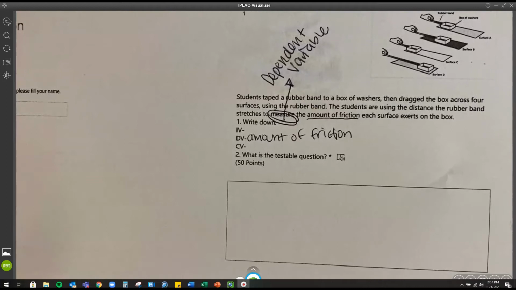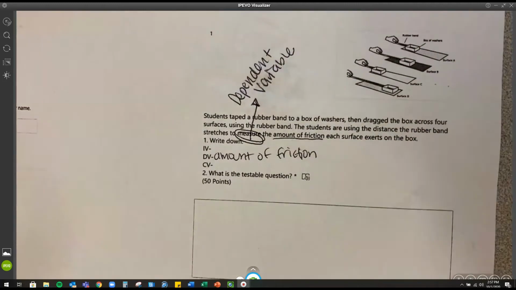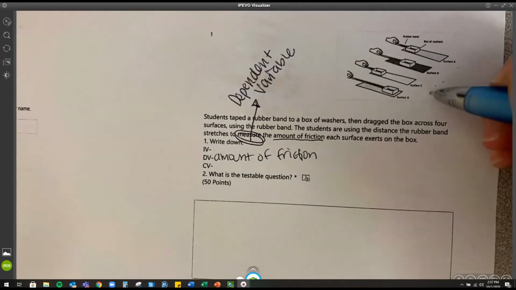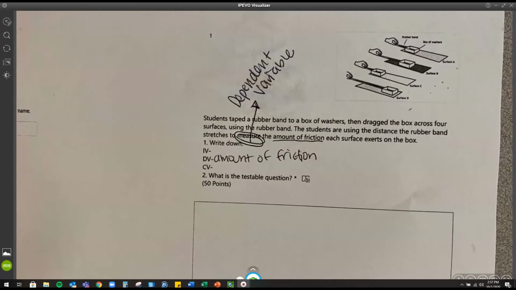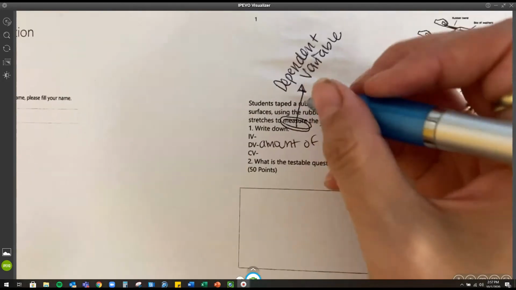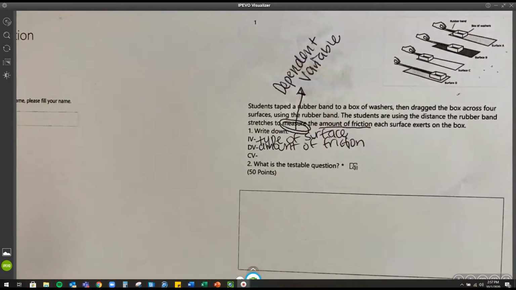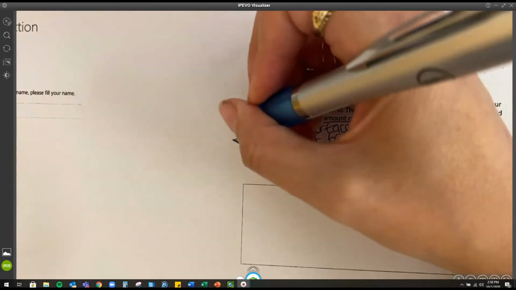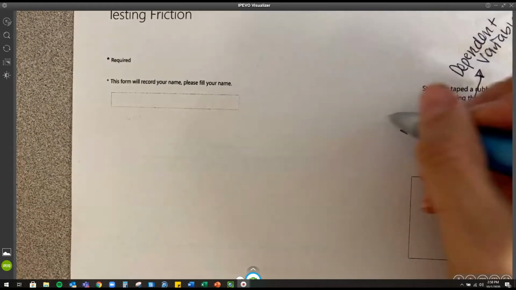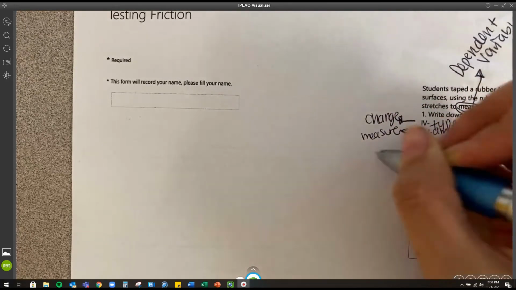The IV is what we're changing here. It's showing me in this picture that I have different types of surfaces. Surface A, B, C, and D. So what's my independent variable, Cadence? Yes, the type of surface. So I'm going to write that down. Type of surface. That's my IV. My IV is what I change. And if it helps, I can also write it down next to it. IV is what I change. DV is what I measure. And CV is what stays the same.